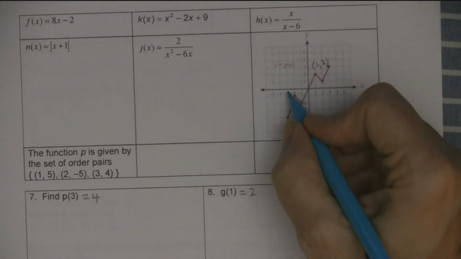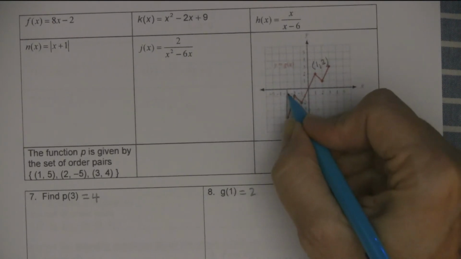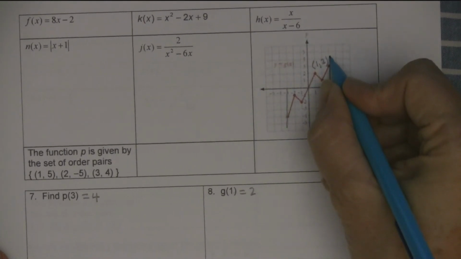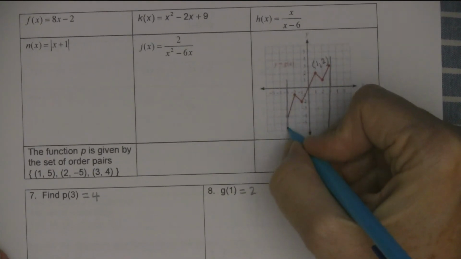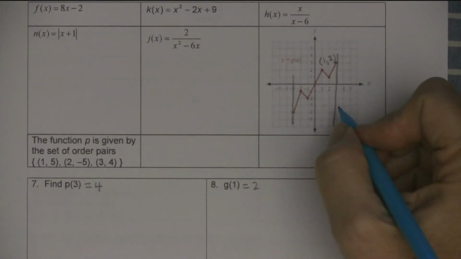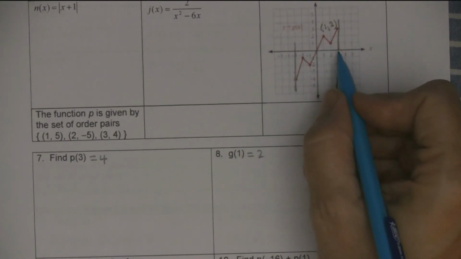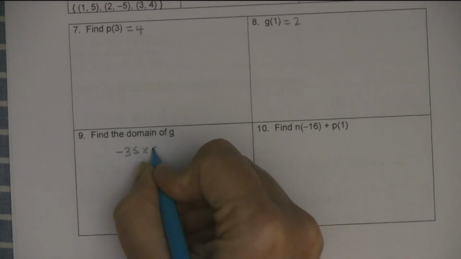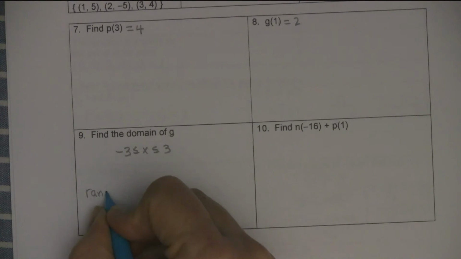They ask us to find the domain of G. And so the domain of G, remember, this is as far to the left as it goes, and this is the x value of -3. This is as far to the right as it goes. So I can get it trapped between these two vertical lines, and those vertical lines go from -3 to 3. So that's the domain, -3 to 3.